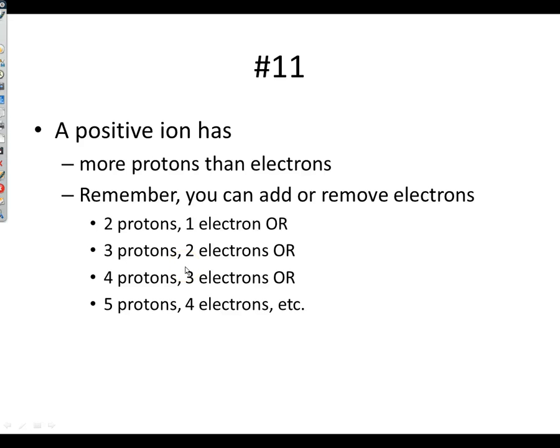This is electrostatics conceptual questions, number 11 through number 20. A positive ion is an atom that has more protons than it does electrons. So remember, you can add or remove electrons.